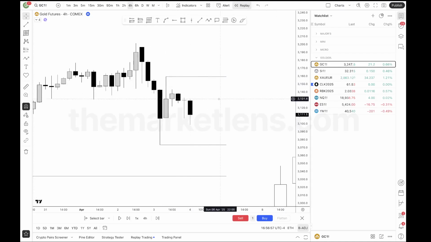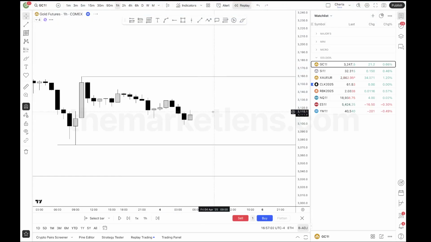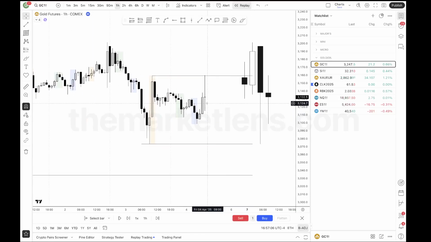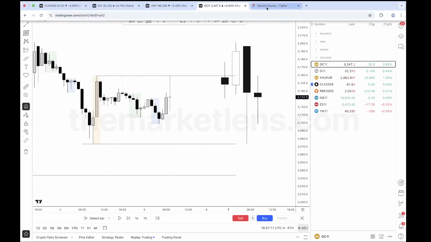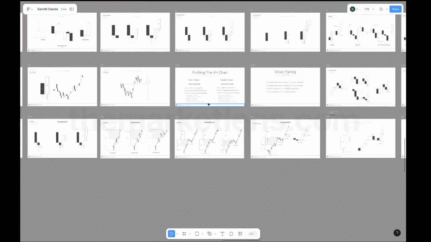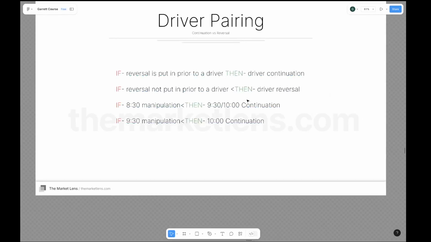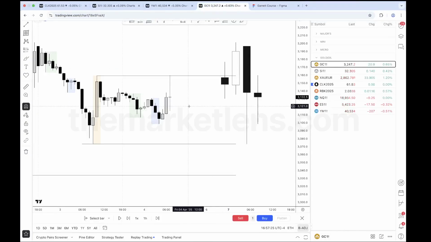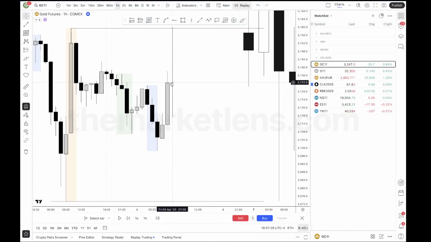How do we want to leave a consolidation range? Ideally, we want to manipulate, right? So that's what we do here. Right here, and this is prior to the driver, which is in a P. So let's go back to this if-then scenario. Again, all these things repeat every single time, right? So look here. If a reversal has been put in prior to the driver, then the driver should continue. So what do we see here? The next candle is in a P, right?